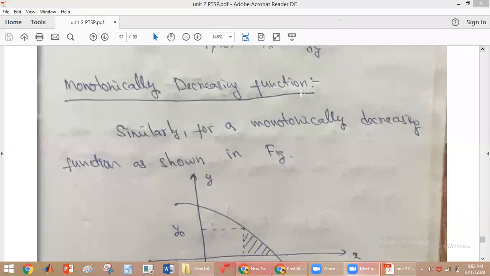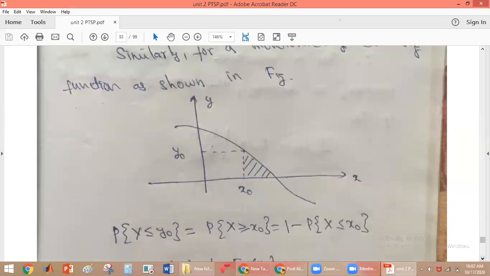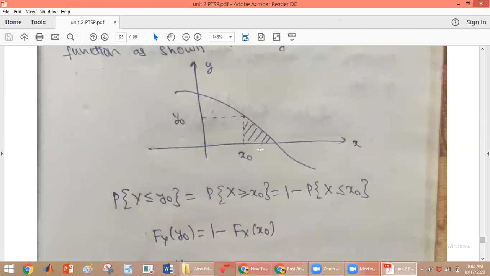Monotonically decreasing function. Similarly, the monotonically increasing function we have discussed in the previous case. Now, what is a monotonically decreasing function? The function value will be decreasing with respect to x. If you take x1 and x2, with x1 less than x2, the value at x1 will be greater than the value at x2. This is called a monotonically decreasing function.